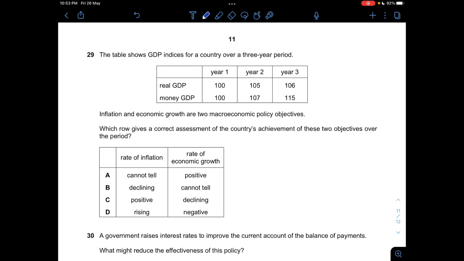Question 29. The table shows GDP indices for a country over a 3-year period. So year 1, it says real GDP is 100, money GDP is 100, and then in year 2 is 105, 107, and then year 3 is 106 and 115. Inflation and economic growth are two macroeconomic policy objectives, and which row gives a correct assessment of the country's achievement of these two objectives over the period?